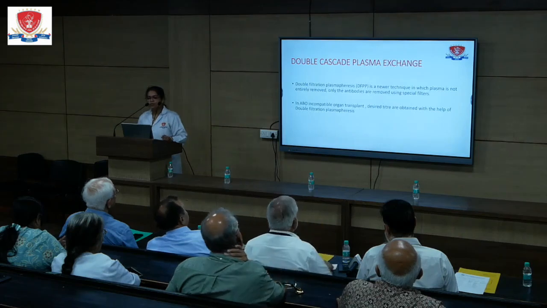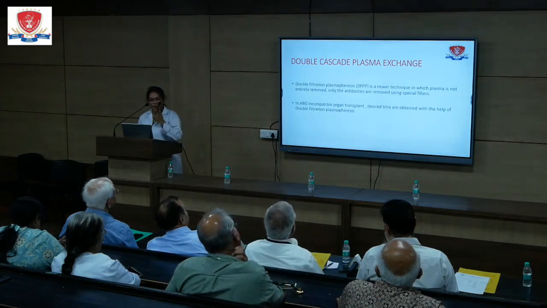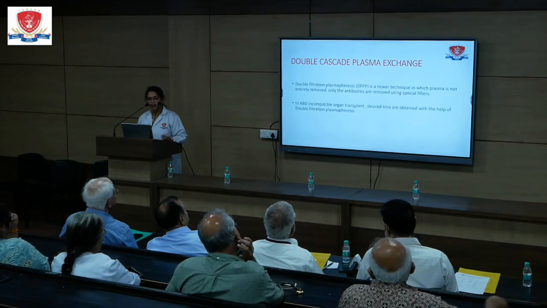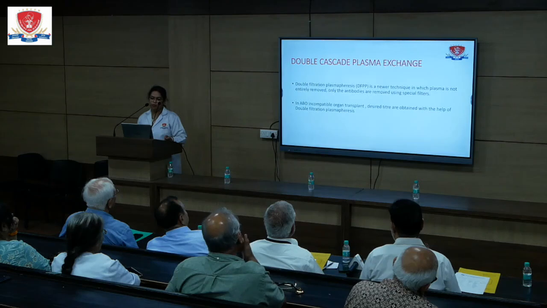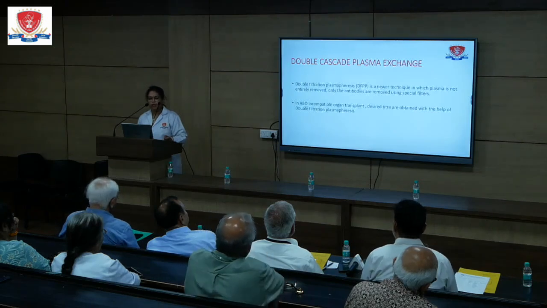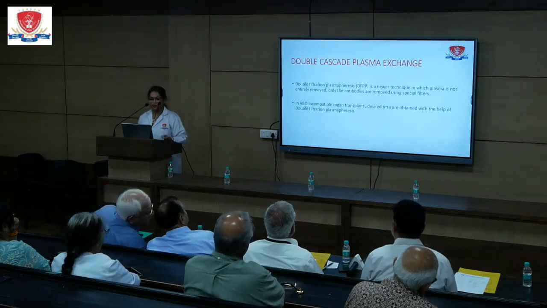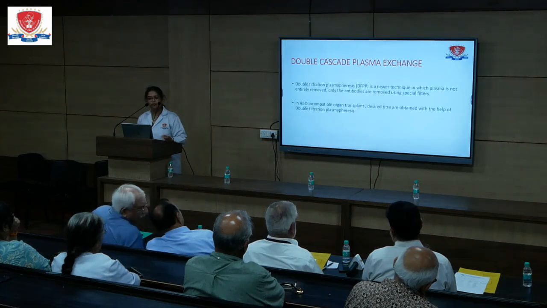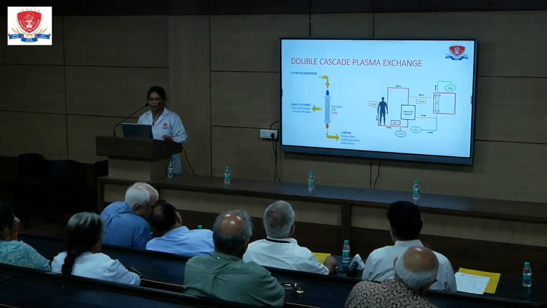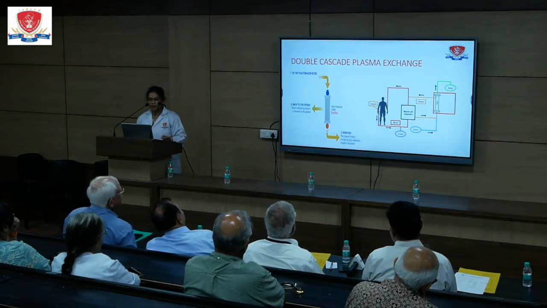Our next procedure is double cascade plasma exchange. Double filtration or double cascade plasmapheresis is a newer technique in which plasma is not entirely removed, but only the antibodies are removed using specialized filters. It is mainly used in ABO-incompatible organ transplant where desired titers are obtained with the help of this double cascade plasmapheresis. You can appreciate in this picture the filter that is used.